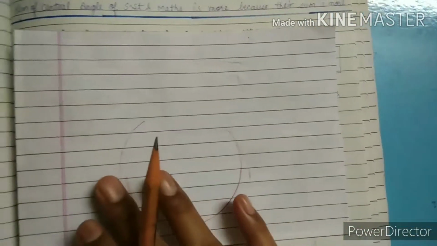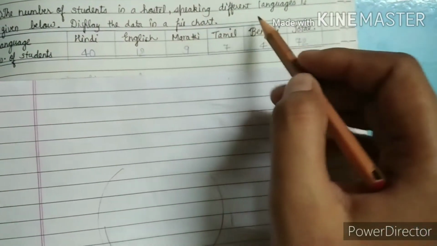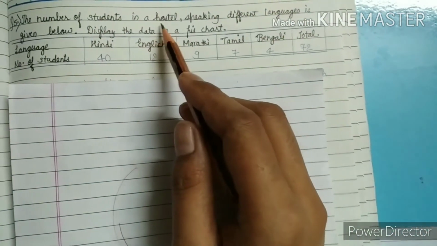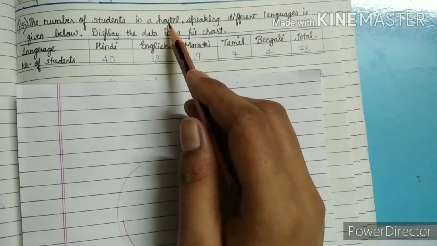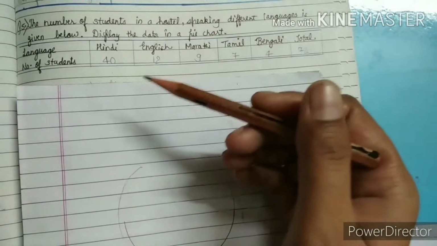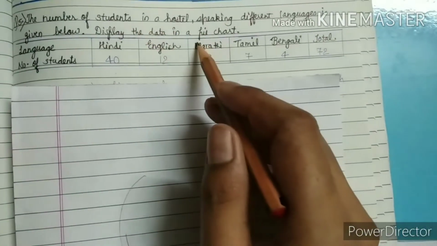Now question number 5 is: the number of students in a hostel speaking different languages is given below. So we know in the hostel students from different regions are living. So they speak different languages. Display the data in a pie chart.